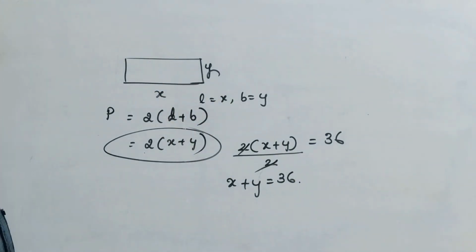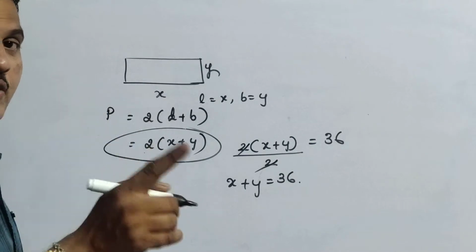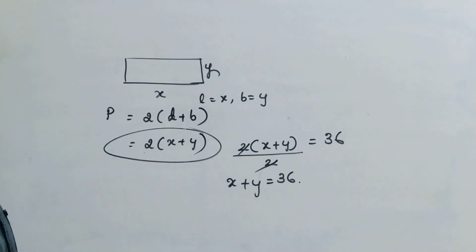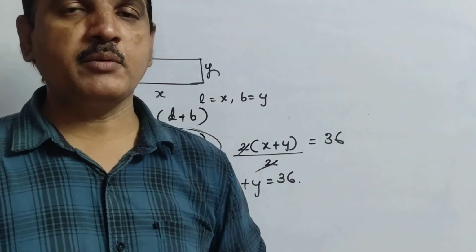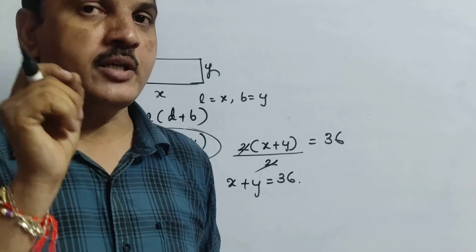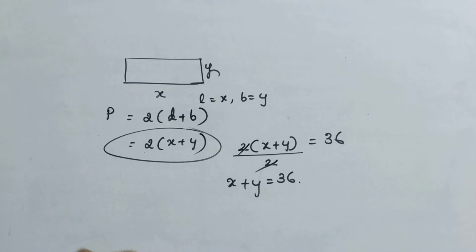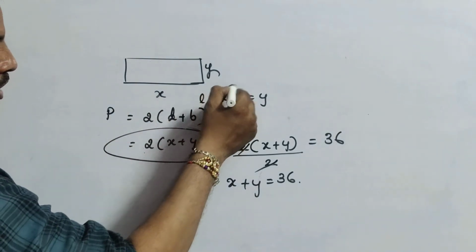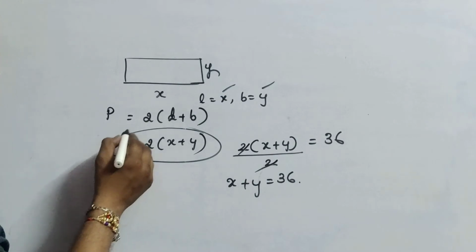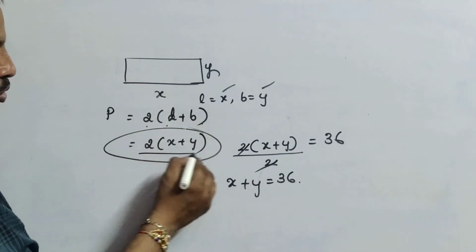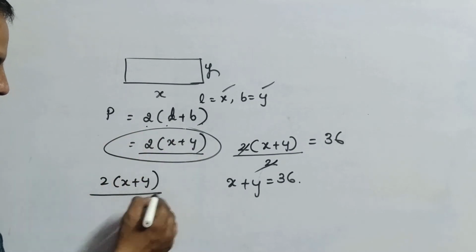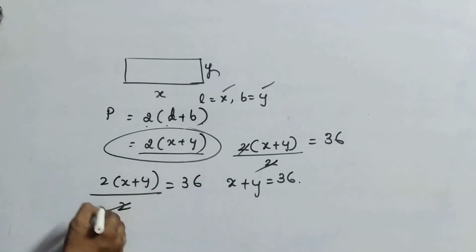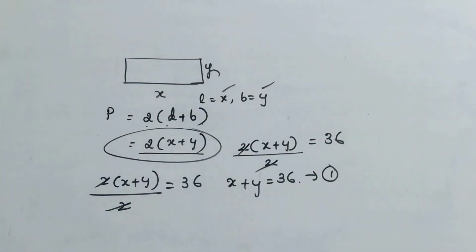Listen very carefully to the question. Half the perimeter of a rectangular garden whose length is 4 more than its breadth, or width, is 36. Half the perimeter is 36. Length we don't know, take it as x, breadth as y. Perimeter formula is 2 into l plus b, that means 2 into x plus y. Then taking half, you get 36, so the 2s get cancelled. So x plus y equals 36. This is the first condition.